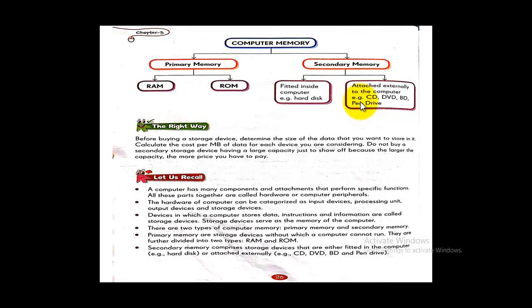This is what we have done in this chapter. Now here ends our third chapter, that is data storage devices.